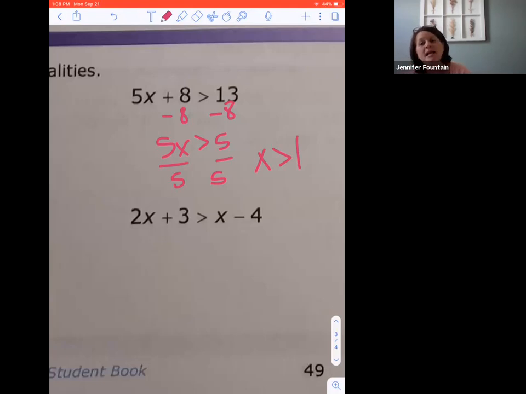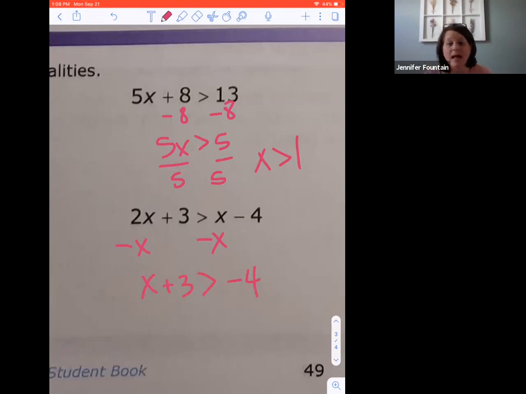And then the next one, I've got 2x plus 3 is greater than x minus 4. On this one, I know that I need to combine my like terms first, and I need to have all my variables on the left-hand side. So I want to start with that. Because x is positive on the right-hand side, I move it by subtracting it. So I subtract x first. 2x minus x leaves me with x plus 3 is greater than -4.